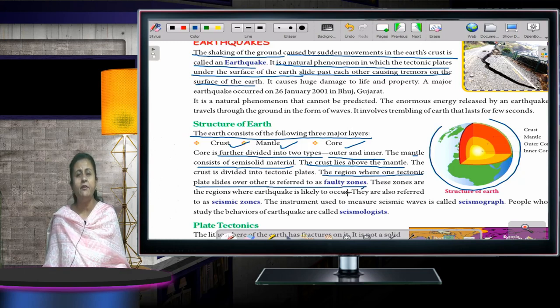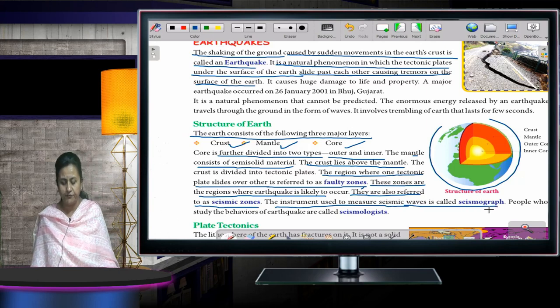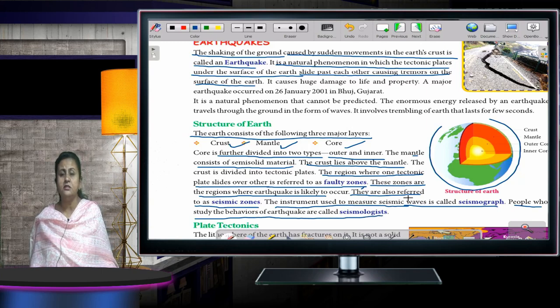Wherever the tectonic plates are moving, that area will be more prone to earthquakes. Those zones are known as fault zones. These zones are the regions where earthquakes are likely to occur. They are also referred to as seismic zones. The instrument used to measure seismic waves is called a seismograph. And people who study the behavior of earthquakes are called seismologists.